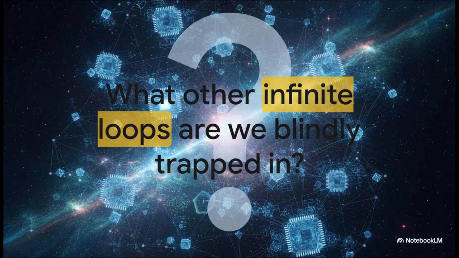Which leaves us with a truly provocative thought to consider. This framework suggests that a microscopic, almost philosophical error about how we define infinity and decimals is literally causing macroscopic damage to our planet's power grids. So if fixing a simple mathematical assumption could theoretically create ice-cold silicon and cool our melting planet, what other infinite loops are we blindly trapped in?